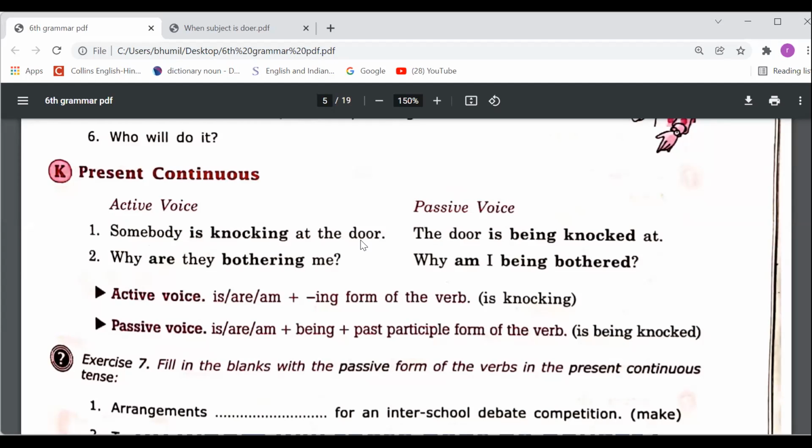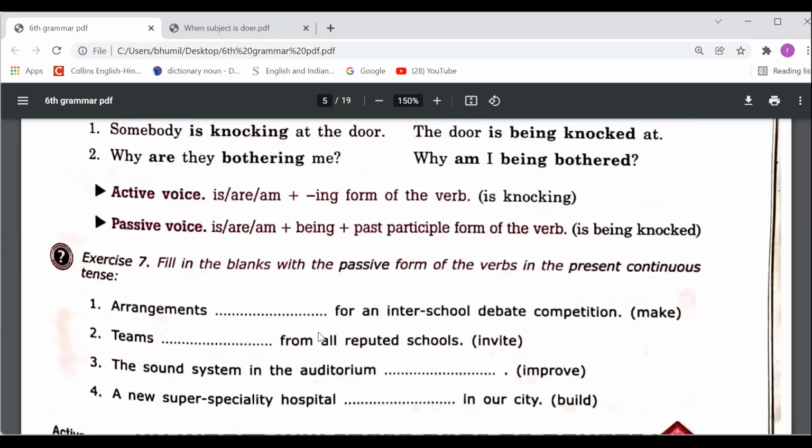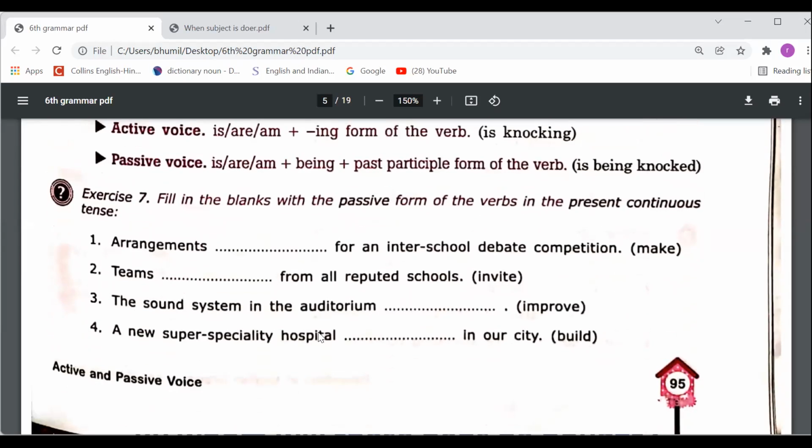Somebody is knocking at the door. The door is being knocked at. Right? Why are they bothering me? Why am I being bothered by them? Also, we can write this, or if you want to skip, then we can skip. So being, meaning the ing form, you have to write, then the third form you have to write, right? On the basis of this understanding, you have to do this exercise also.